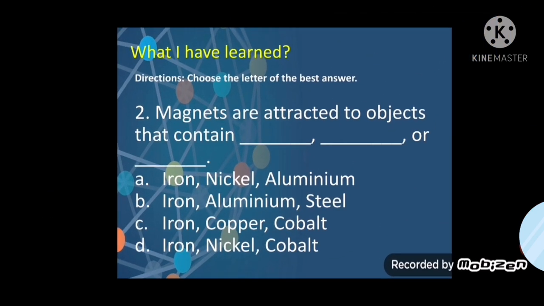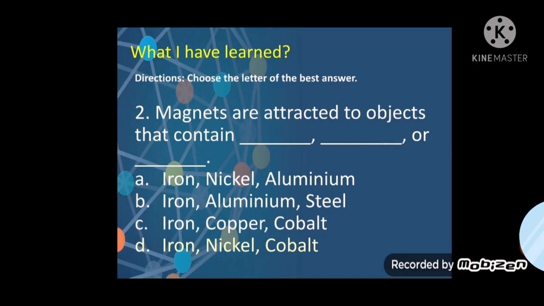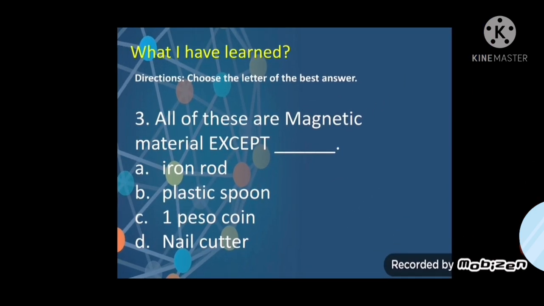Number two question. Magnets are attracted to objects that contain blank, blank, or blank. A. Iron, nickel, aluminum. B. Iron, aluminum, steel. C. Iron, copper, cobalt. Or D. Iron, nickel, cobalt. The correct answer is D. Iron, nickel, or cobalt.